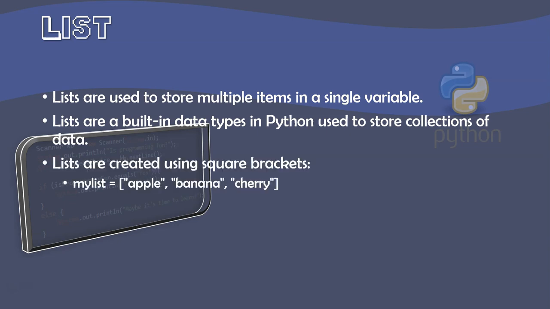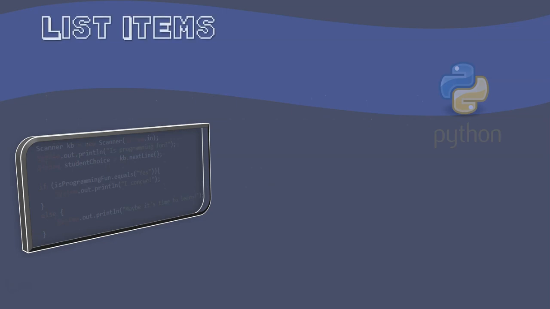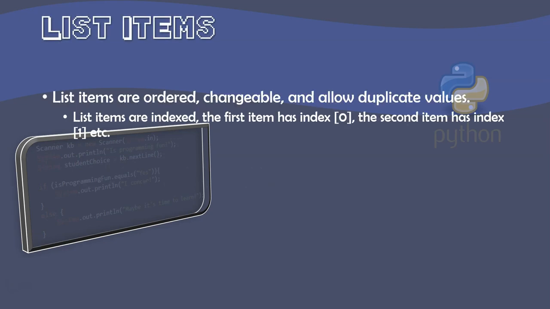The way we go about creating them is using square brackets. So for example, my list equals apple, banana, cherry. Now, the list items themselves are typically ordered, they can be changeable, and we can allow duplicate values. So the list items are indexed, such as the first index being 0, the second item having 1.